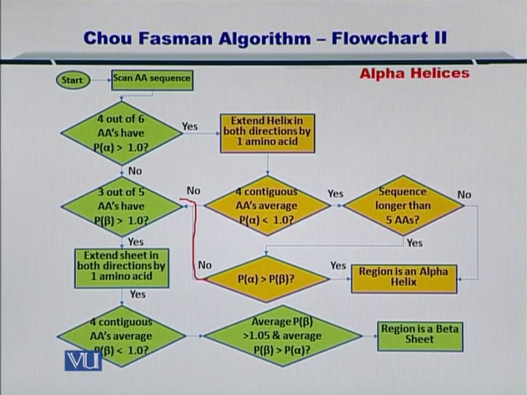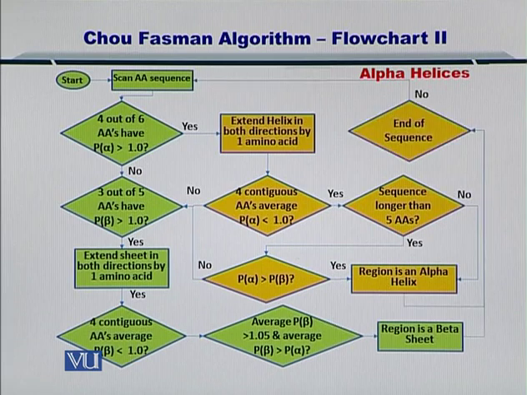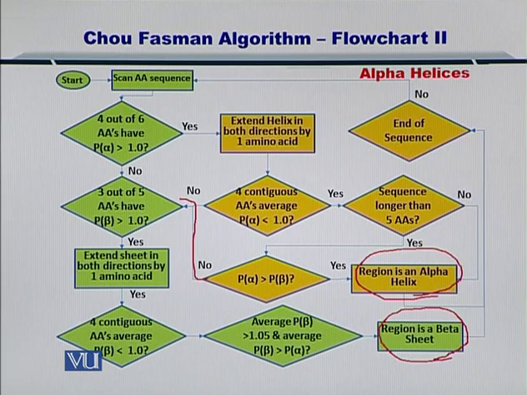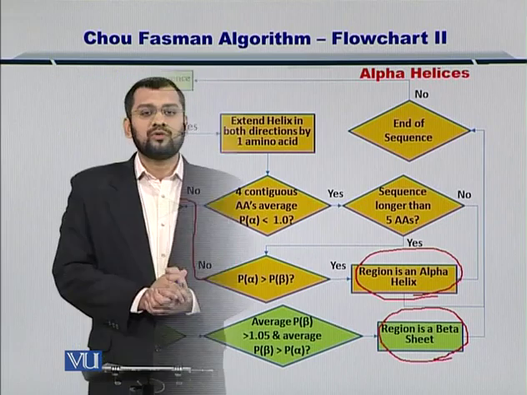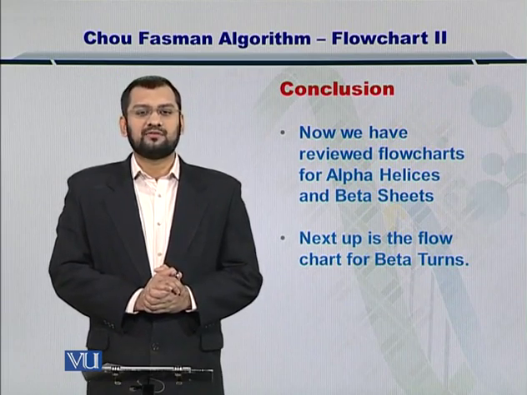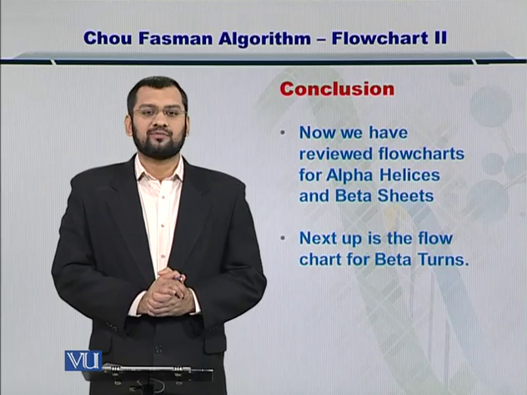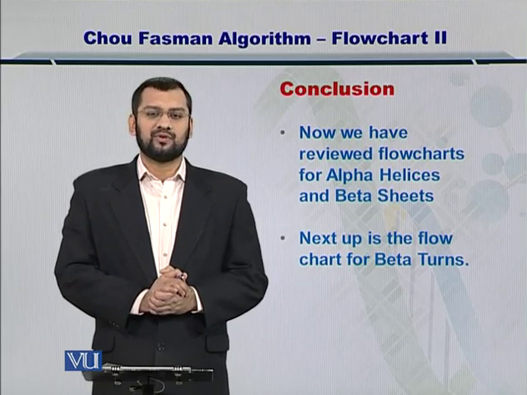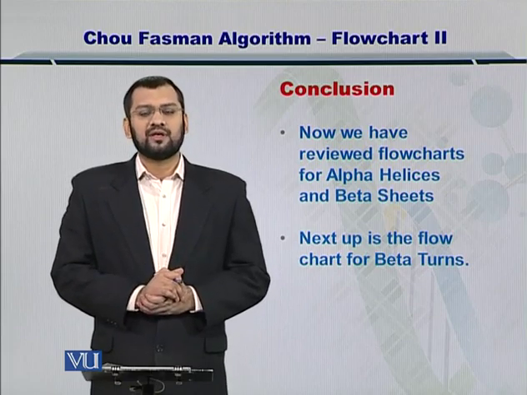In this way, you can continue calculating alpha helices from the sequence until you arrive at the end of the sequence. So once the sequence finishes, you can have the alpha helices and the beta sheets ready and prepared in front of you. In conclusion, by combining the flowcharts for the alpha helices and beta sheets, you have now evaluated the Chow-Fasman algorithm and its working towards predicting the secondary structures from protein sequences. Now the only thing that is left is the beta turns.